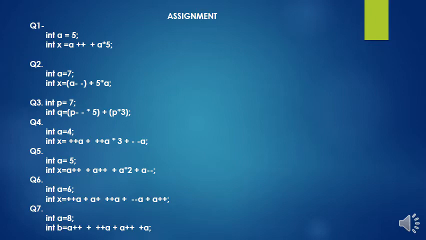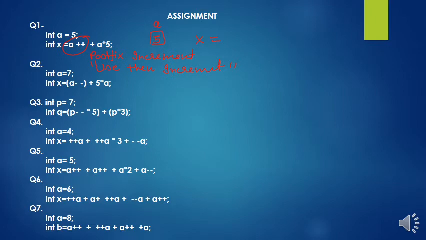In question number 1, the value of a is equal to 5. So children, here x is equal to a++. So a++ is a postfix increment operator. It follows the rule use then change. Which type of change is it? Use then increment.